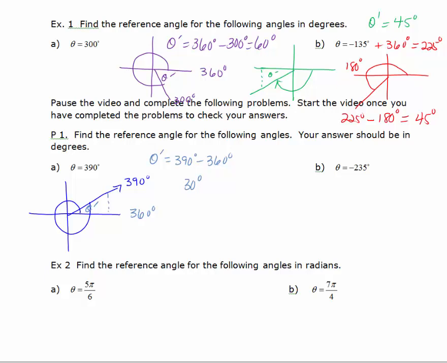With the negative angles, I think it might be easy for you to first just find a coterminal angle that's between 0 and 360. So I'm going to add 360 to find a coterminal angle. 360 plus negative 135 is 225 degrees. So when we find the reference angle for 225, it will be the same exact reference angle as we would get for negative 135. So let's draw 225.